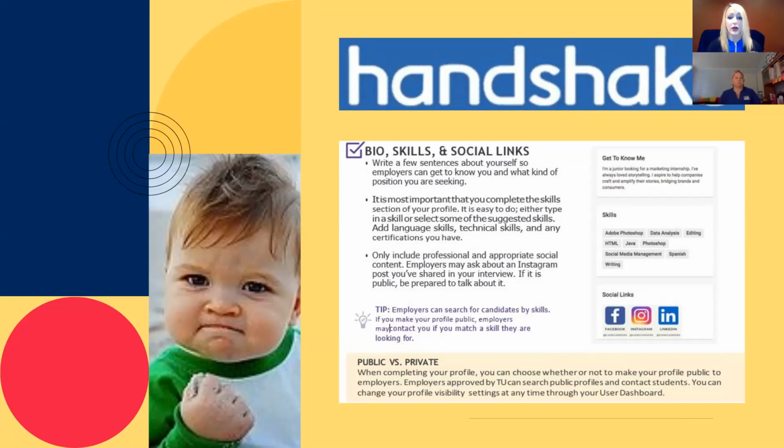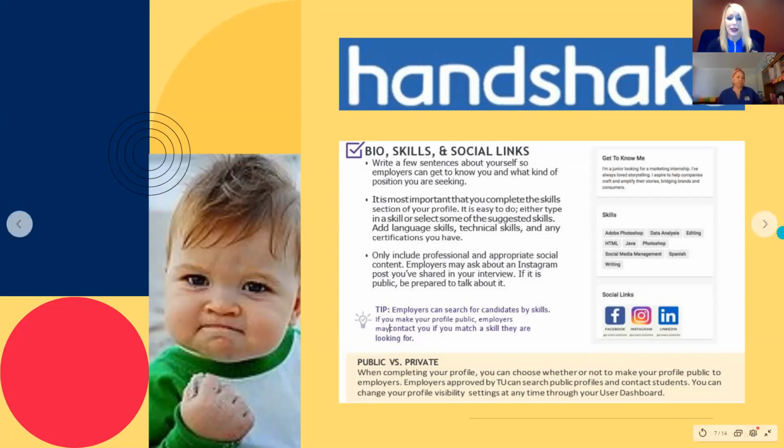On the skills, you want to make sure that these are professional skills. And on the social links, you want to make sure that you are keeping everything on a professional level. If you have a Handshake profile and you have a LinkedIn profile, you want to make sure that you're telling the same story. So anything that's on your Handshake and anything that's on LinkedIn, make sure the content is professional, make sure it's appropriate, and your stories match right up.